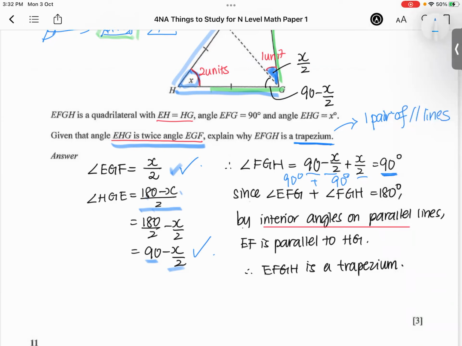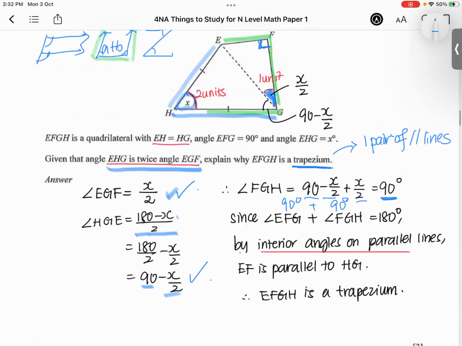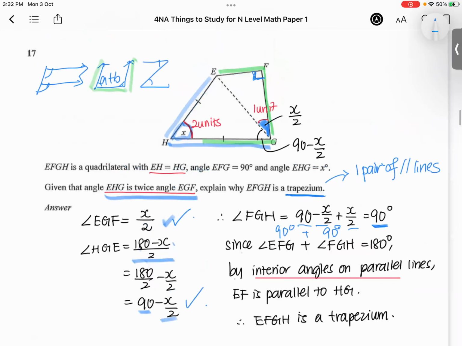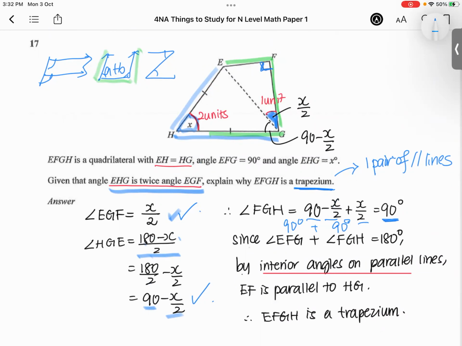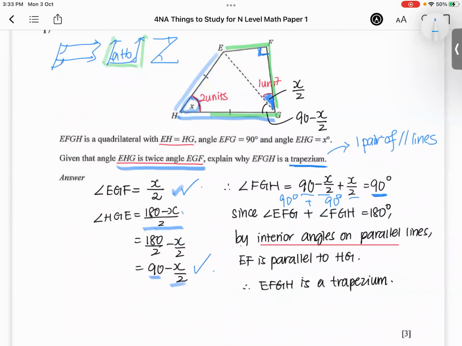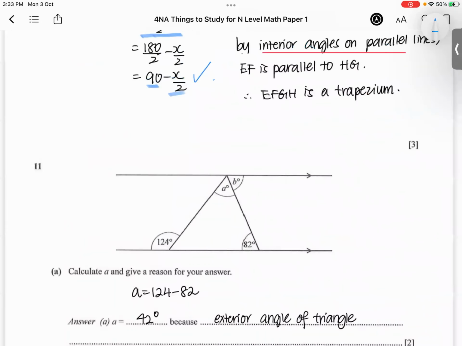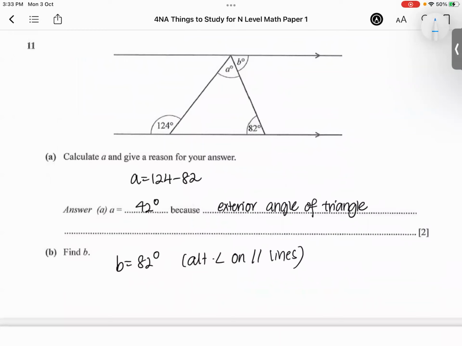If you cannot get the angle property correct, at least you found the angles, you can get 1 mark. Better than leaving it empty and getting 0. This question has not been repeated before. It may or may not come out, we never know. Maybe this is the year that they will repeat it. So do watch out. This one is just to test whether you know this property name.